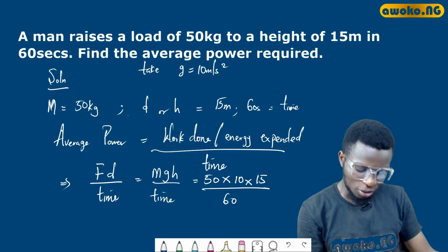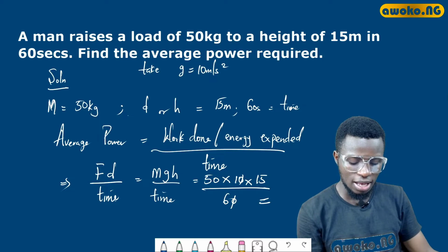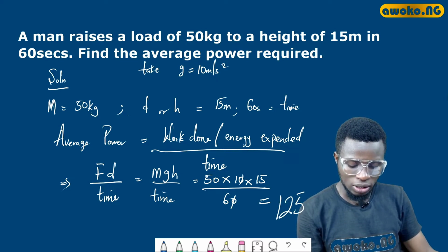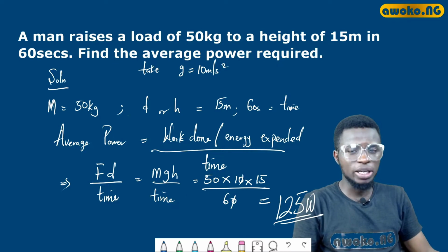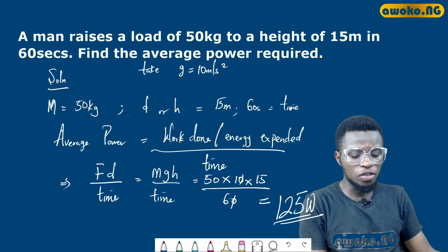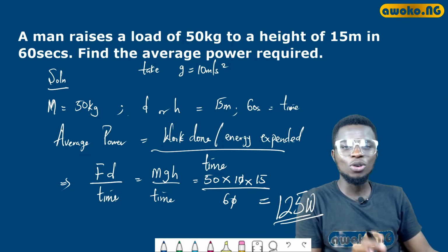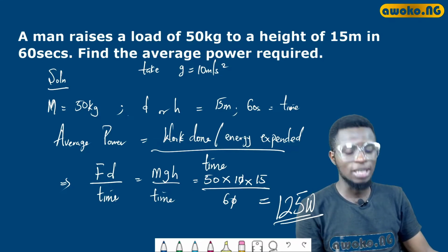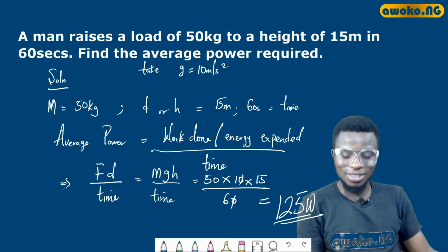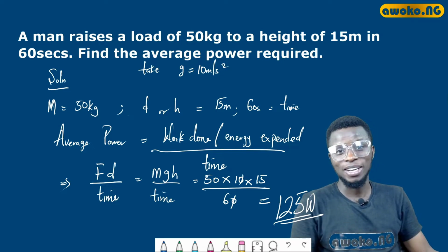So if you punch your calculator and get the final answer, we realize that the answer is equal to 125 watts. This is the final answer. So the implication of this is that the average power required by this man to raise a load of 50 kg through a height of 15 meters in 60 seconds is 125 watts. And that's the final answer.